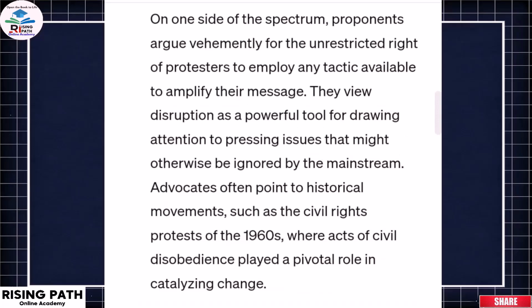As you can see on this slide, slide number 2, we are going to focus on the points which we have taken, and we are going to evaluate them. Of course we are not going to copy, we are going to use our own words. So this is the evaluation of some of the points from text A. As you can see, the topic sentence: on one side of the spectrum, proponents argue vehemently for the unrestricted right of protesters to employ any tactic available to amplify their message. The example is also given.